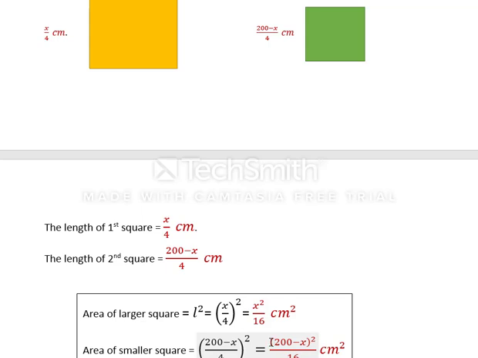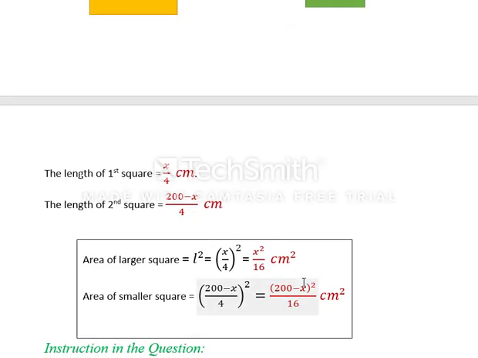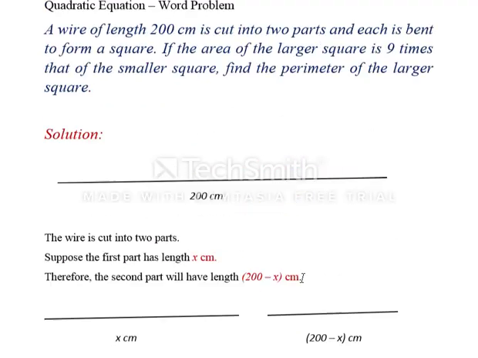After taking square, it will become (200 minus x) whole square divided by 16. Now we have calculated the areas of both squares. Now let's come back to the question.